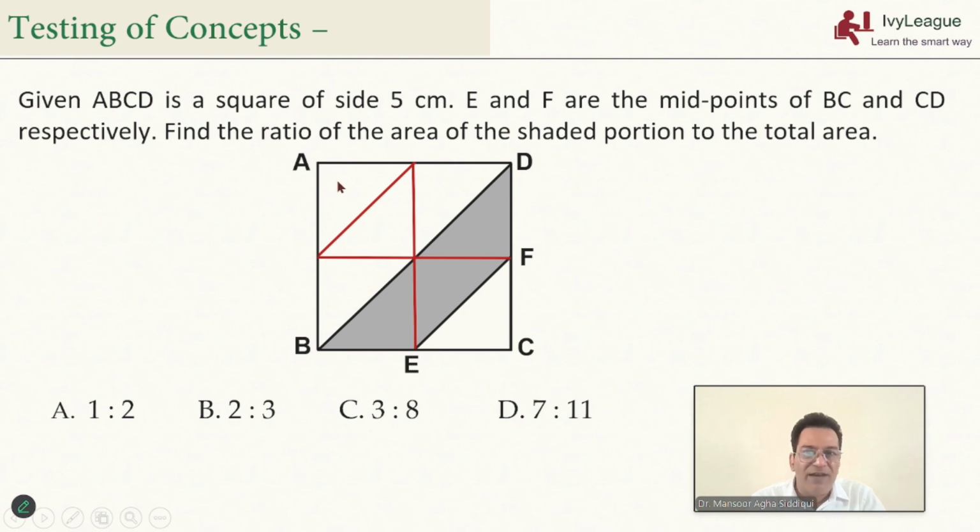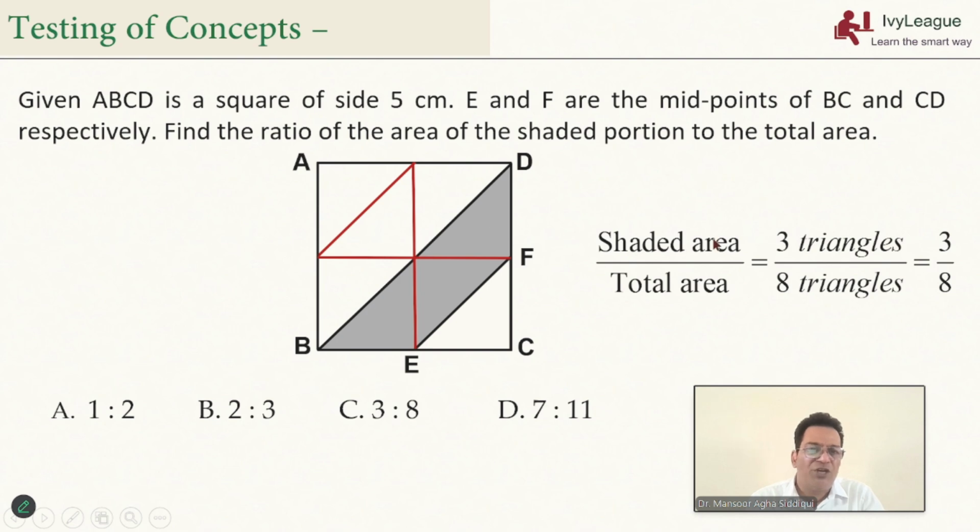And you can see very clearly that the total number of triangles in this square are 8, and out of 8, only 3 triangles are shaded ones. So shaded area upon total area is equal to 3 by 8, you get your answer.